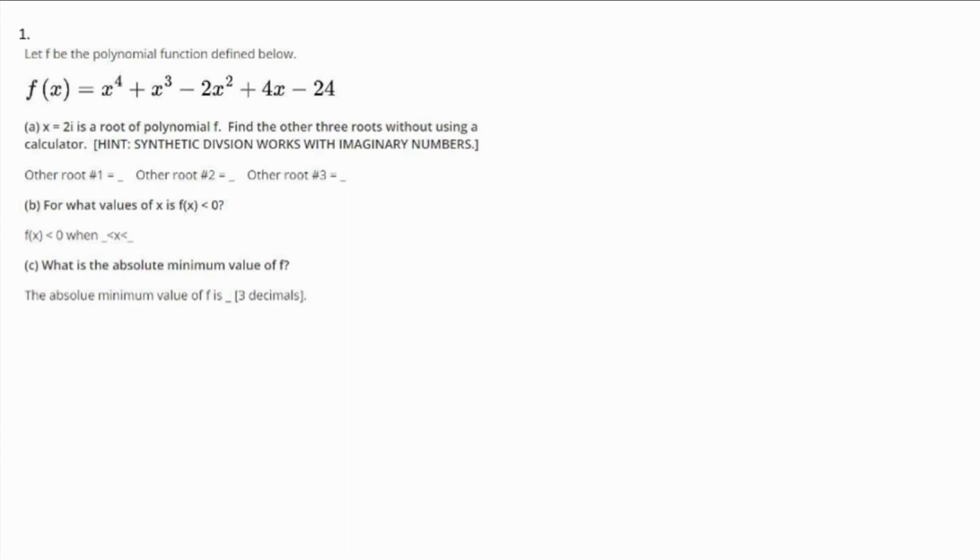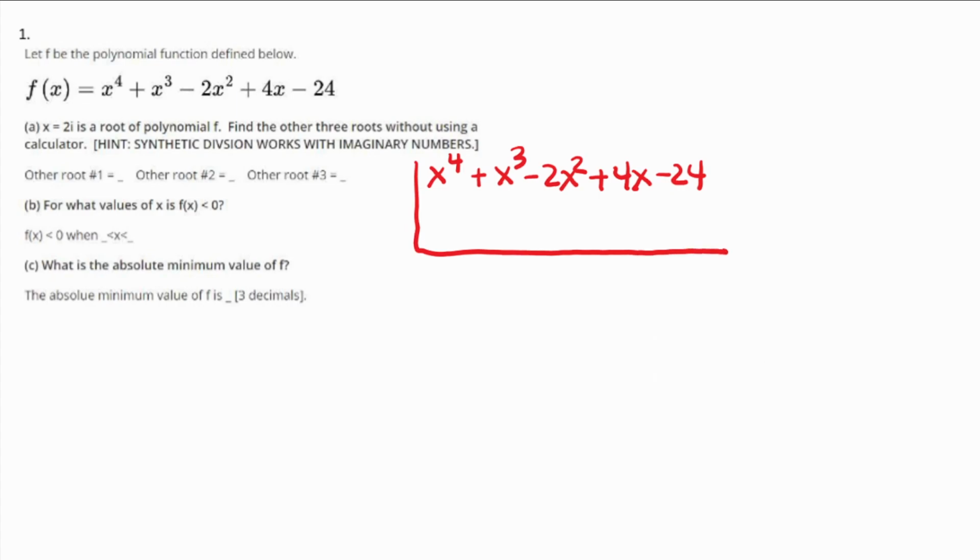So what we're going to do is we're going to say, alright, we're dividing x to the 4 plus x to the 3 minus 2x to the 2 plus 4x minus 24 by x equals 2i. Okay, and so that's going to be 1, 1, negative 2, positive 4, and negative 24. Okay, we drop the first one down, we multiply, and we add.